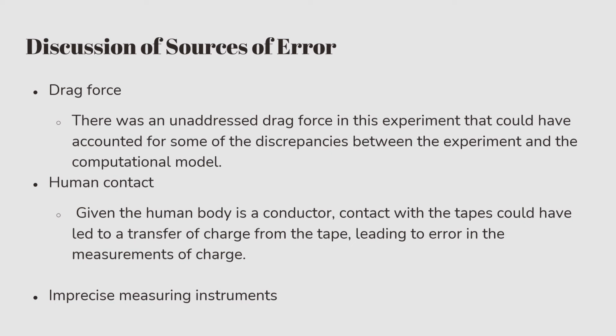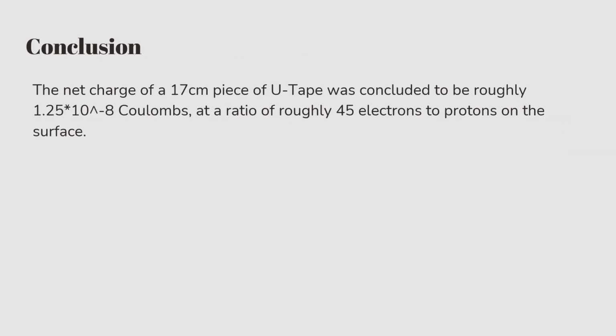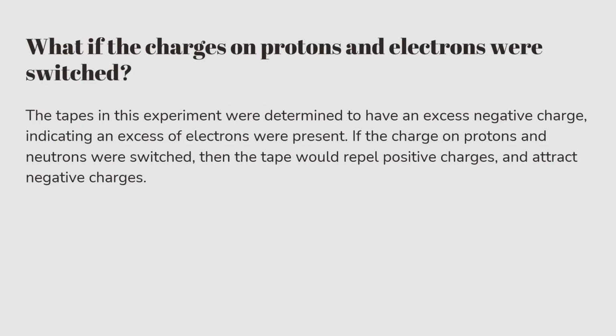And then given the human body is a conductor, contact with the tapes could have led to a transfer of charge, which would have led to an additional skewing in the results. Additionally, a ruler only has so many significant figures that can be rounded to, so it is also possible that measuring instruments could have a level of impreciseness. But to conclude, the net charge on a 17 centimeter piece of tape was concluded to be roughly 1.25 times 10 to the negative 8 coulombs at a ratio of roughly 45 electrons to protons on the surface.